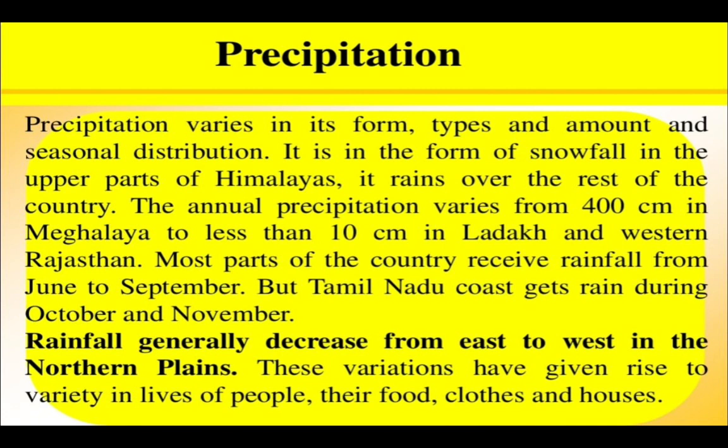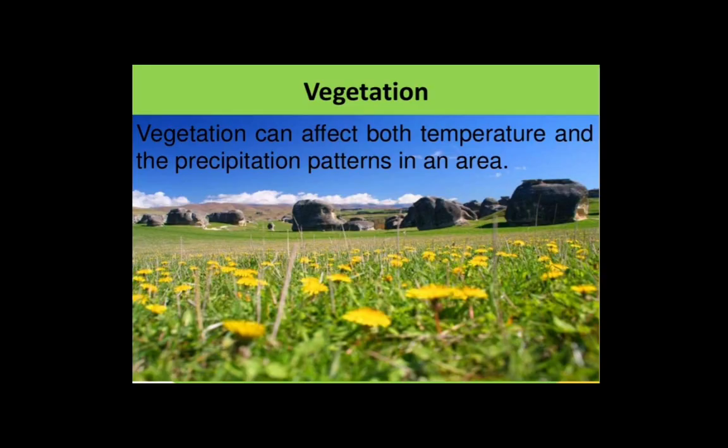We'll discuss why the rainfall decreases from east to west later. But before that, let us talk about vegetation. Vegetation can affect both temperature and precipitation pattern in an area. So if any vegetation is present there, we can predict what the temperature and precipitation pattern could be. For example, in any given land, if cactus are found, we can say that it has very little precipitation and a high temperature, so it can be a desert area.